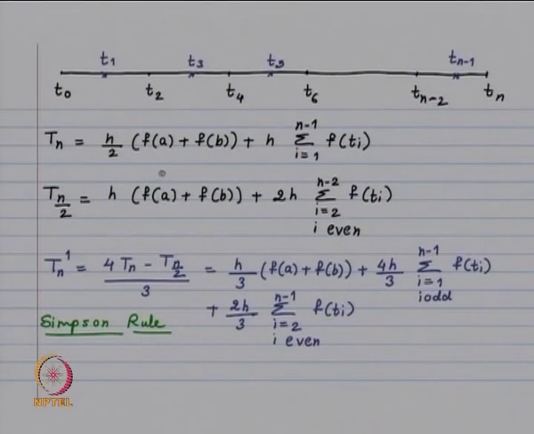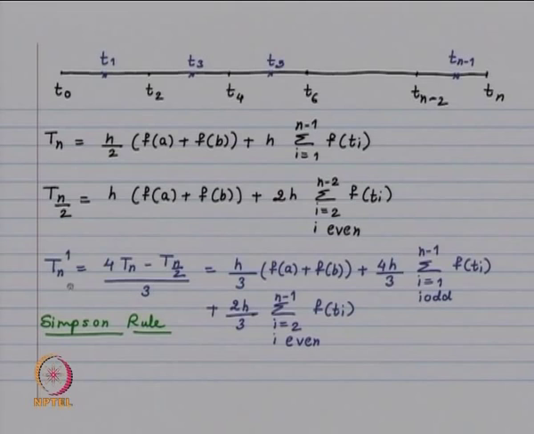So, now let us look at t n 1. So, our t n is given by this formula. In t n by 2, t n by 2 will consist of points t 0, t 2, t 4, t 6 and t n, only even order points. So, t n by 2 will be h times f a plus f b, h being the length of the subinterval. Now, it is going to be t 0 to t 2. So, that is going to be 2 h. So, it will be plus 2 h, and now only even suffixes. So, it will be summation i goes from 2 to n minus 2, i even, f t i.